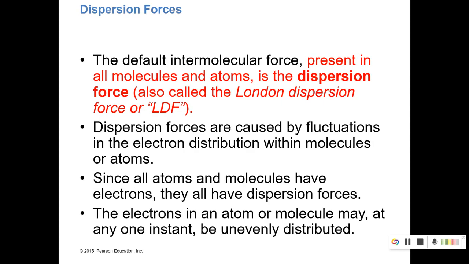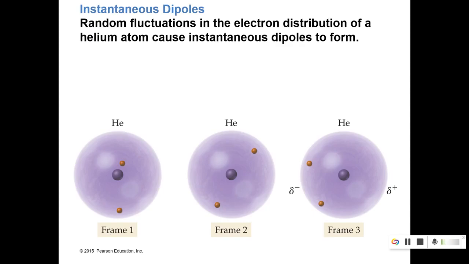So, the first type of intermolecular force is present in all molecules, all atoms, every single thing you can think of. It has these dispersion forces, which are also called London dispersion forces, but generally I refer to these as LDFs because, again, it's kind of long, so we just abbreviate. Okay, so it's found in everything, every single atom, every single molecule.